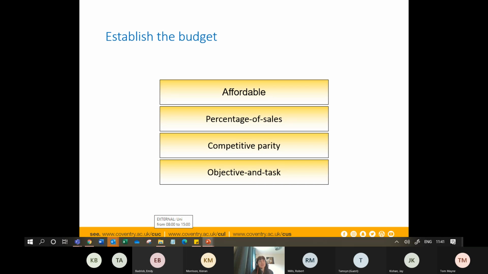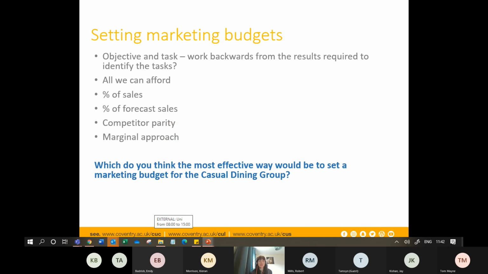Now, objective and task is where you go, well, we're doing a launch campaign, so we want to get sort of 85% occupancy of our seats. So we're going to do this campaign that's going to cost us 10 grand to get that level of occupancy. So you're basically doing it on different set targets that you want to achieve, and then through doing that, you're going to spend such an amount of money on that.